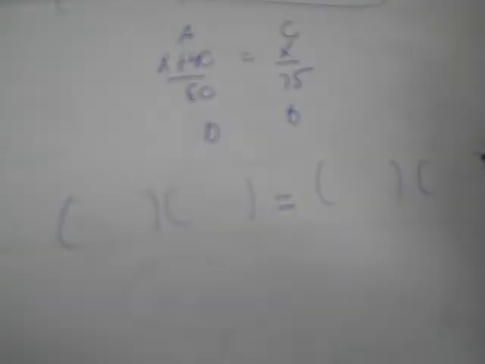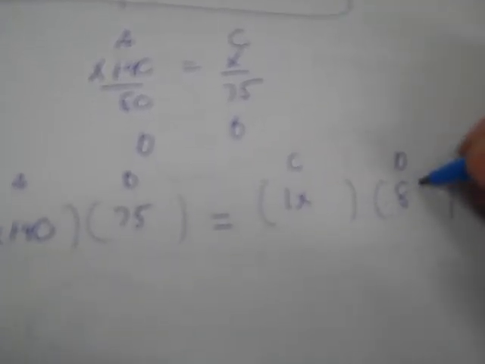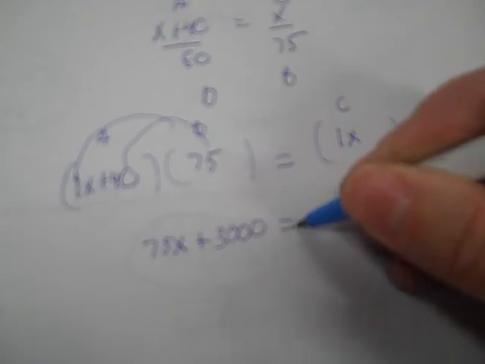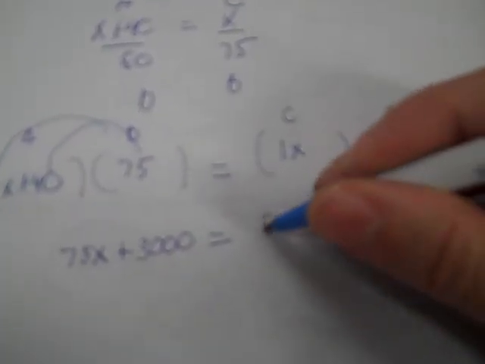Okay, I can't cross multiply and divide. I have to use the ABCD method. A times B, C times D. So A is going to be 1x plus 40. B is going to be 75. C is going to be 1x, and D is going to be 80. So we distribute the 75. So 75 times 1x is 75x. And we take 75 times 40, and that's going to be 3,000. And 1x times 80 is 80x.